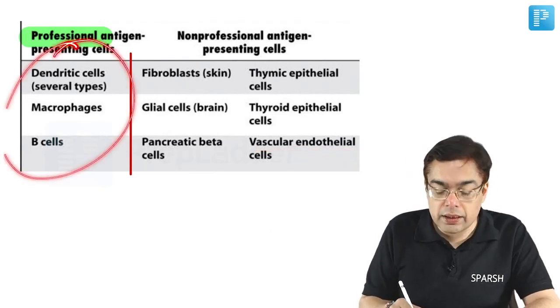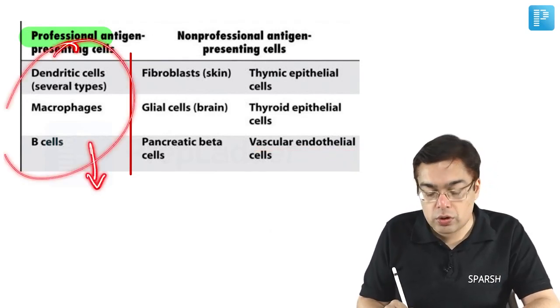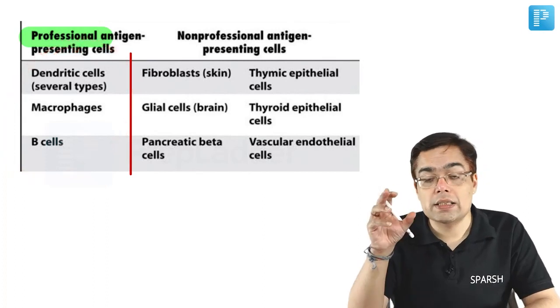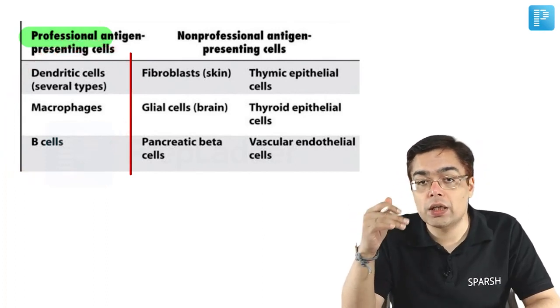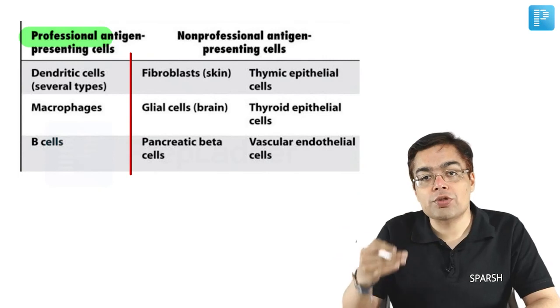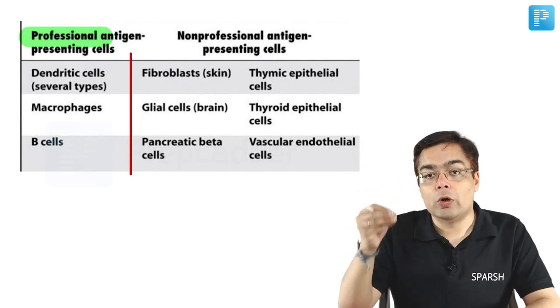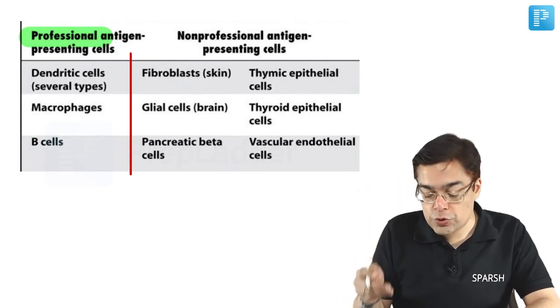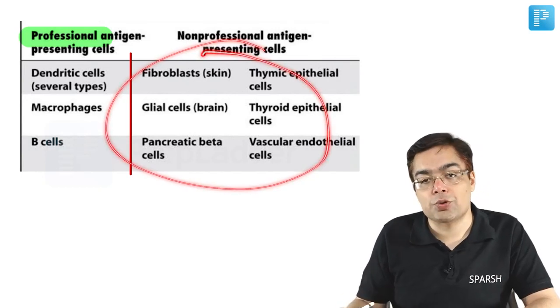So this category is relatively shorter for the one-liner questions, but as is the current trend for the INI-CET exam, they might give you a list of 5 to 6 cells and ask you to tick, or they ask it in the form of a true-false question. You need to be familiar with this list as well.